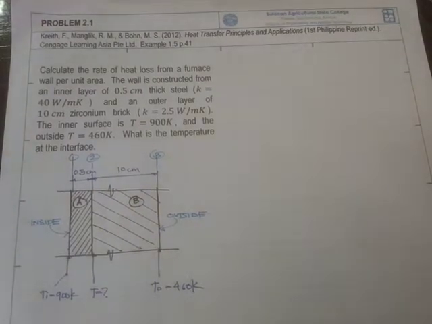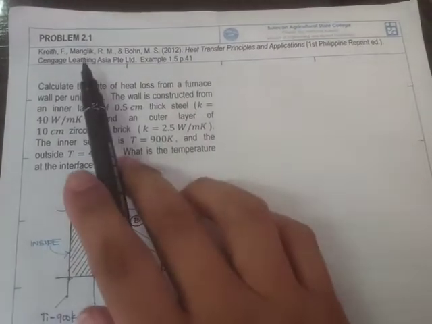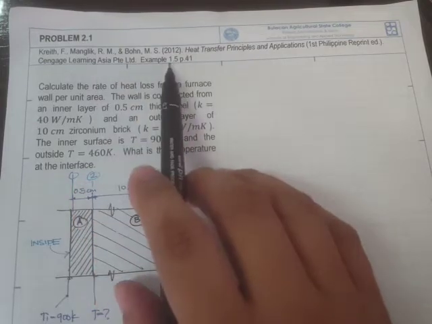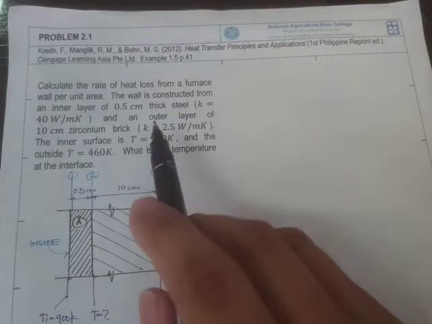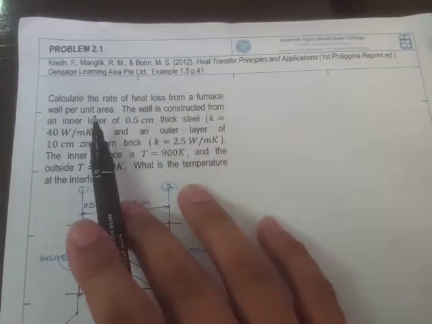Okay, let's get started. This will be our first sample problem for this second topic on combined heat transfer modes. The first problem is taken from the textbook by Kreith et al., Heat Transfer Principles and Applications, and is exactly example 1.5, page 41. The problem says: calculate the rate of heat loss from a furnace wall per unit area.